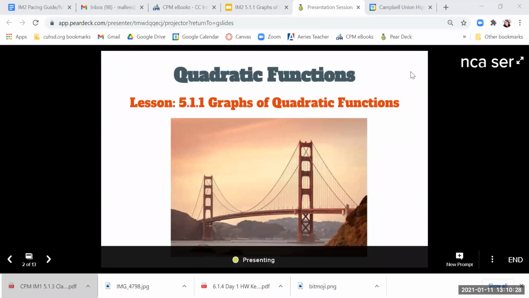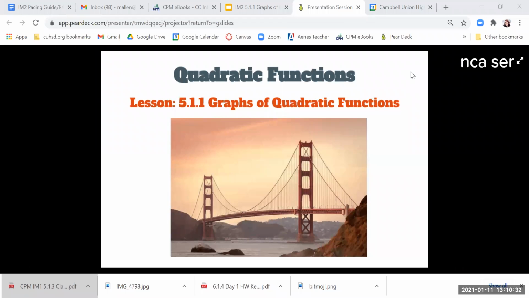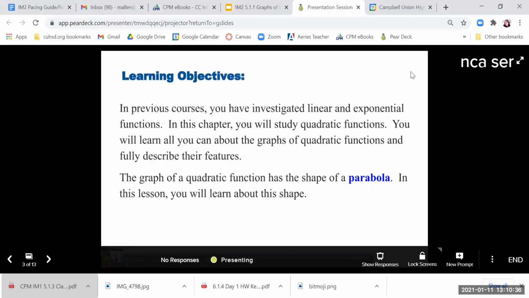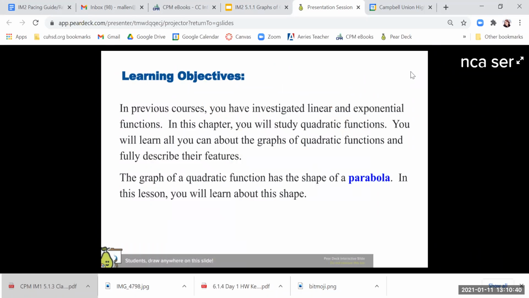So in this lesson, we're really going to focus on graphs of quadratic functions in the quadratic functions chapter. All right, so our big learning objectives. In previous courses, you've investigated linear and exponential functions, like straight lines or exponential curves like growth and decay. And in this chapter, we're going to study quadratic functions. It's another family of functions. We're going to learn about their graphs and fully describe their features.